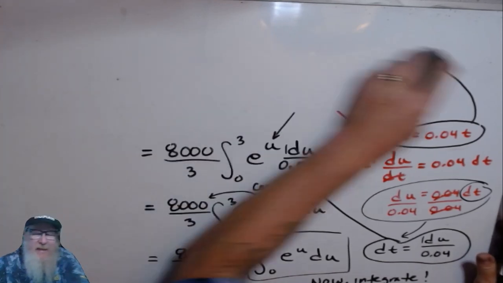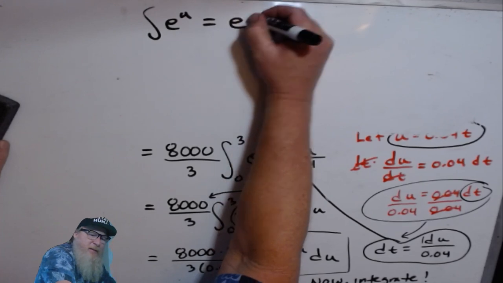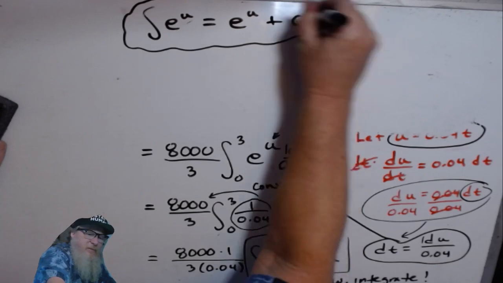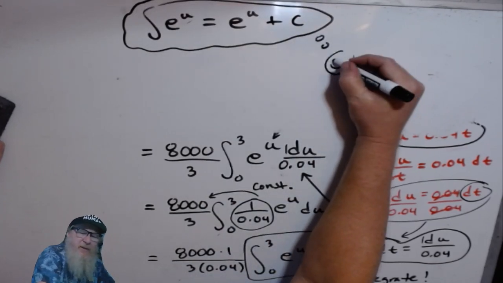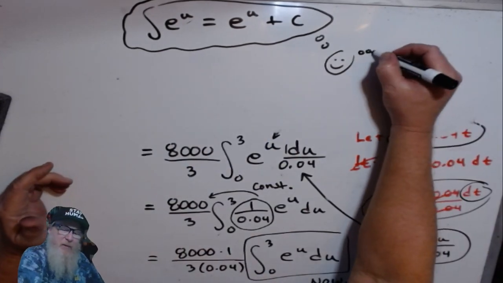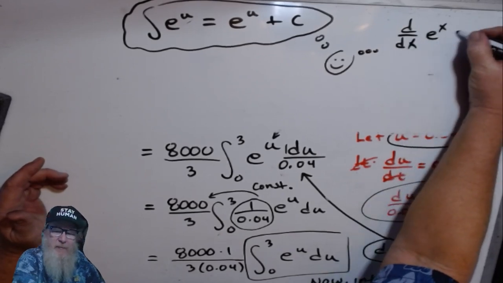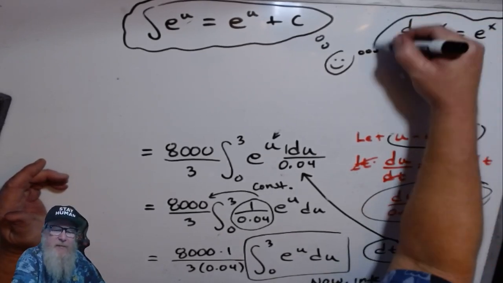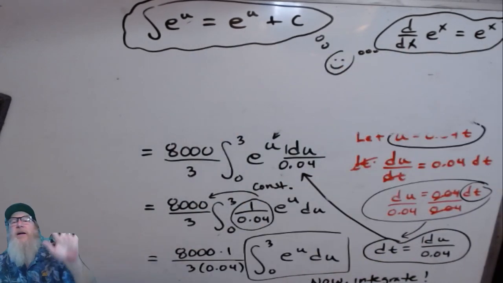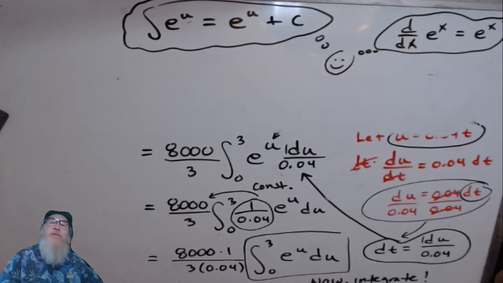Remember, the integral, the antiderivative of e to the u is equal to e to the u. Also, the derivative of e to the u is just e to the u. It doesn't matter whether the variable is u or whether the variable is x. Those things are equal. E is that very special number that we like to use, special base.